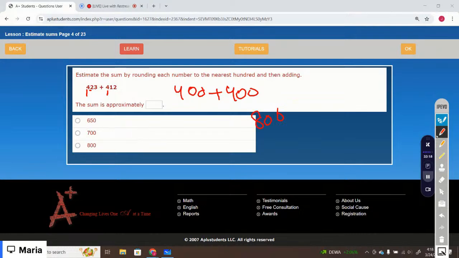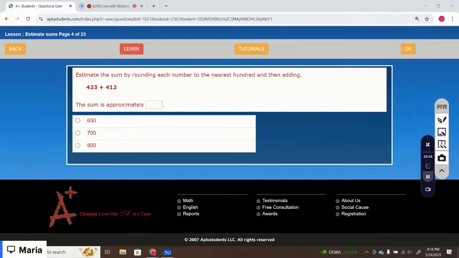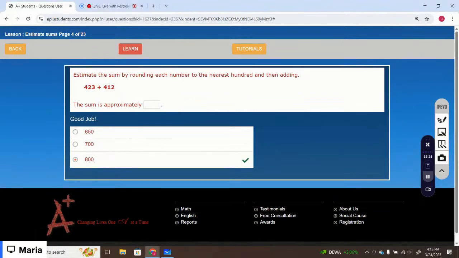The correct option is 800. Option number 3 is the correct option. 400 plus 400 makes 800.